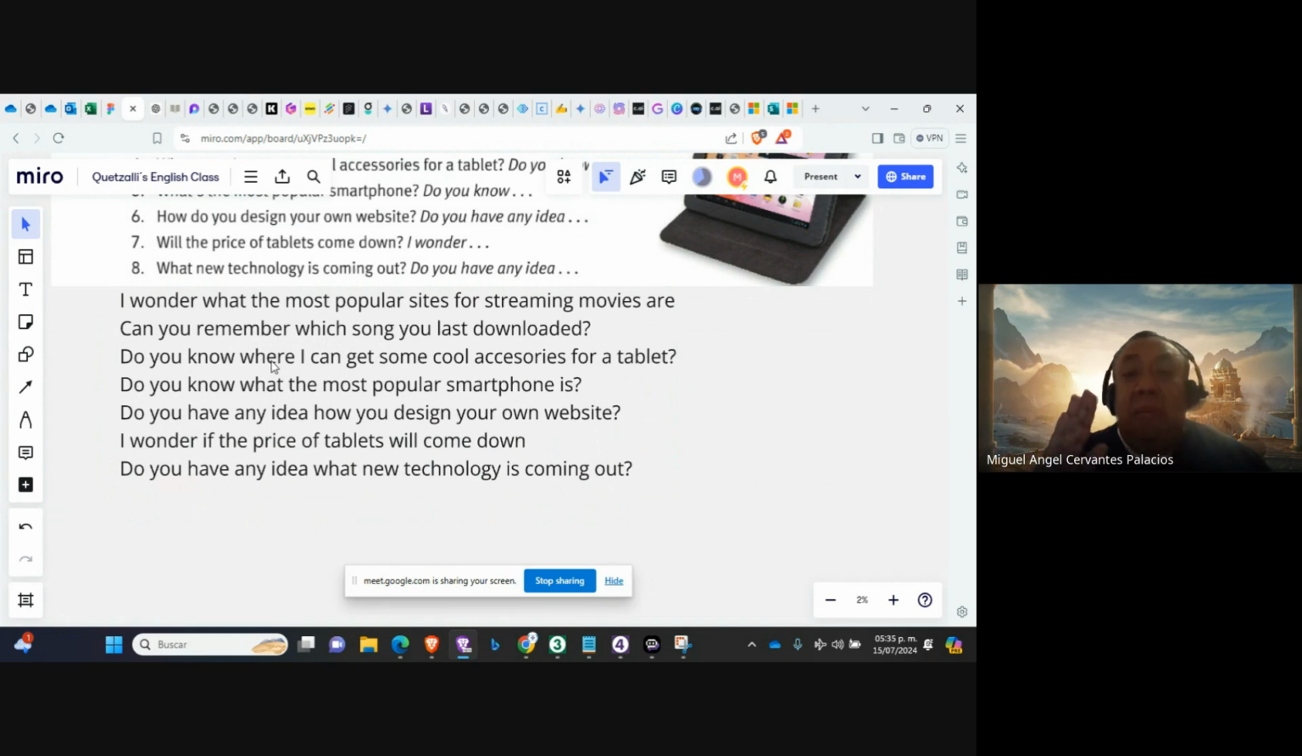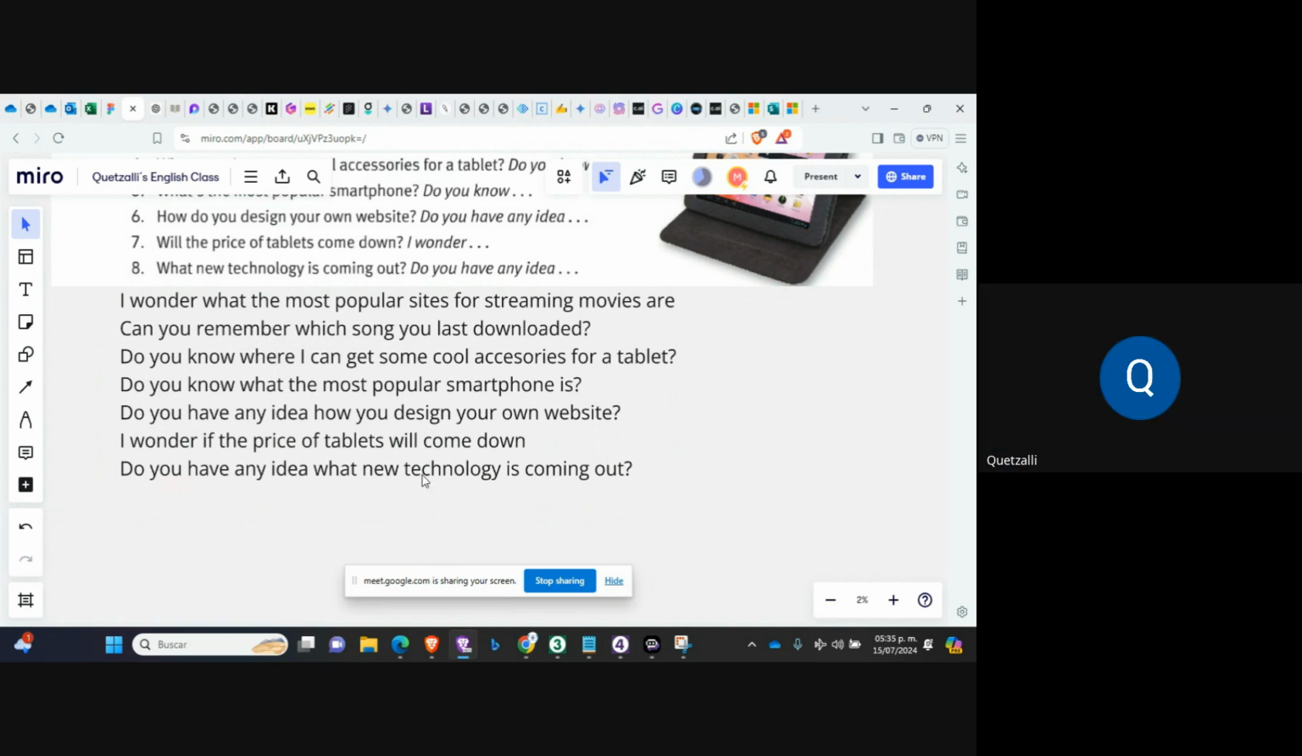After the starter, you need a connector, and then the rest of the sentence is like a normal sentence, like a subject, verb, and complement. Subject, verb, and complement, okay? Okay. Let's practice a bit more, okay?